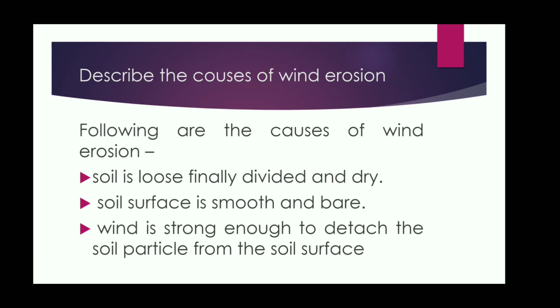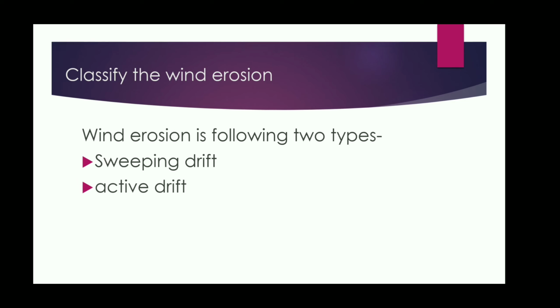Describe the causes of wind erosion. Following are the causes of wind erosion: soil is loose, finely divided and dry. Soil surface is smooth and bare. Wind is strong enough to detach the soil particle from soil surface. Classify the wind erosion. Wind erosion is of following two types: sweeping drift and active drift.